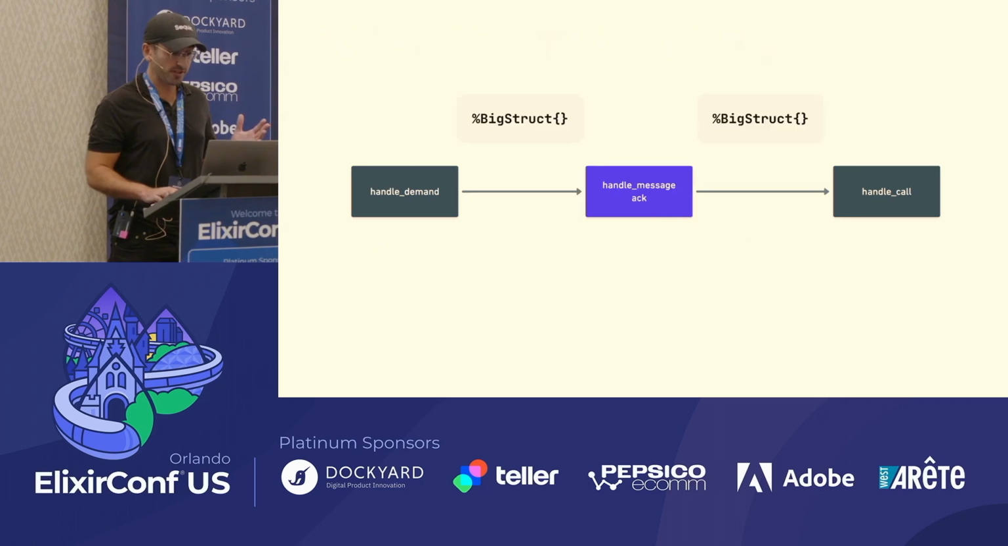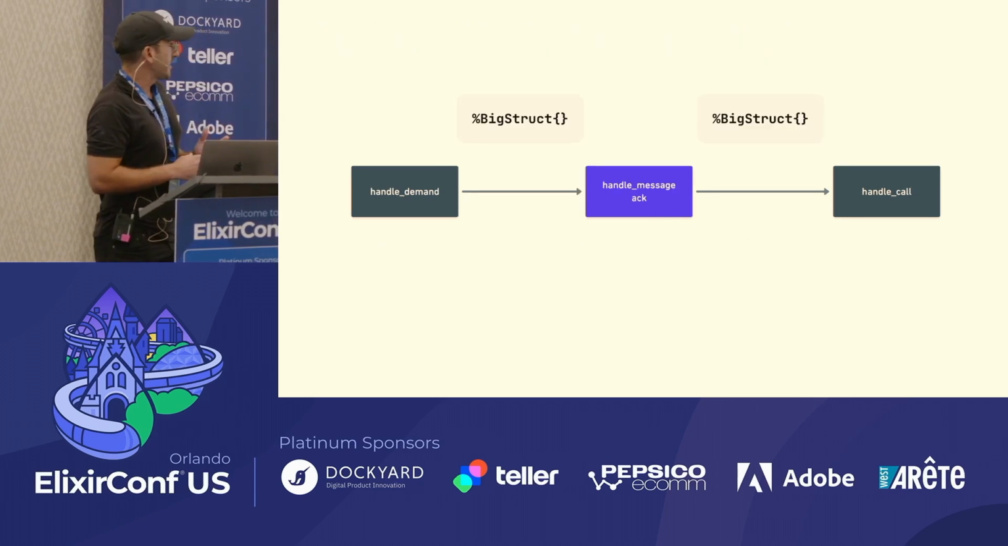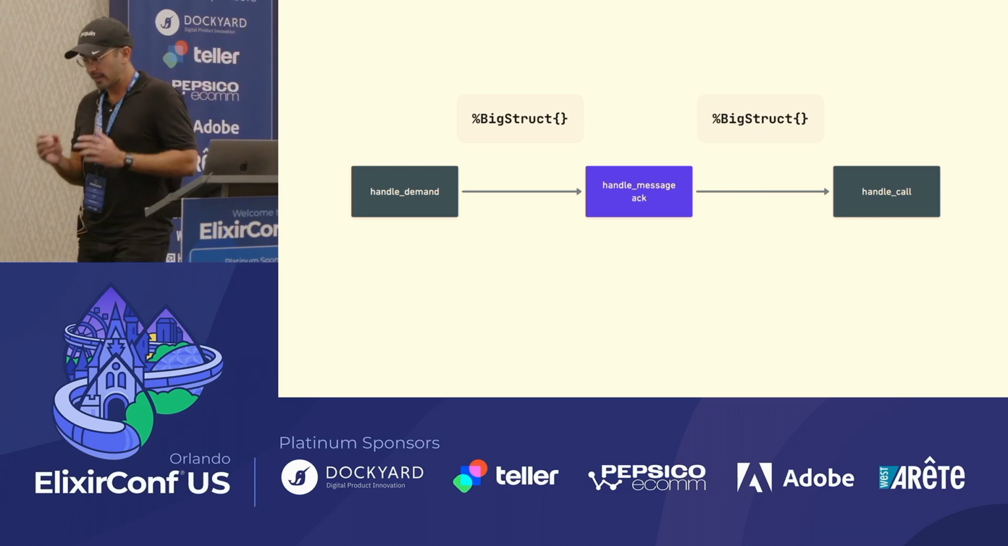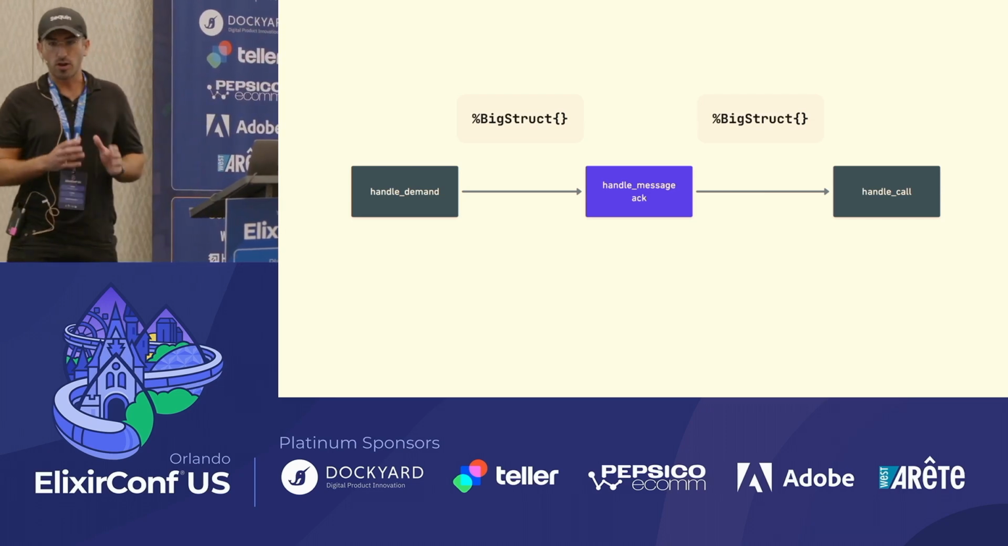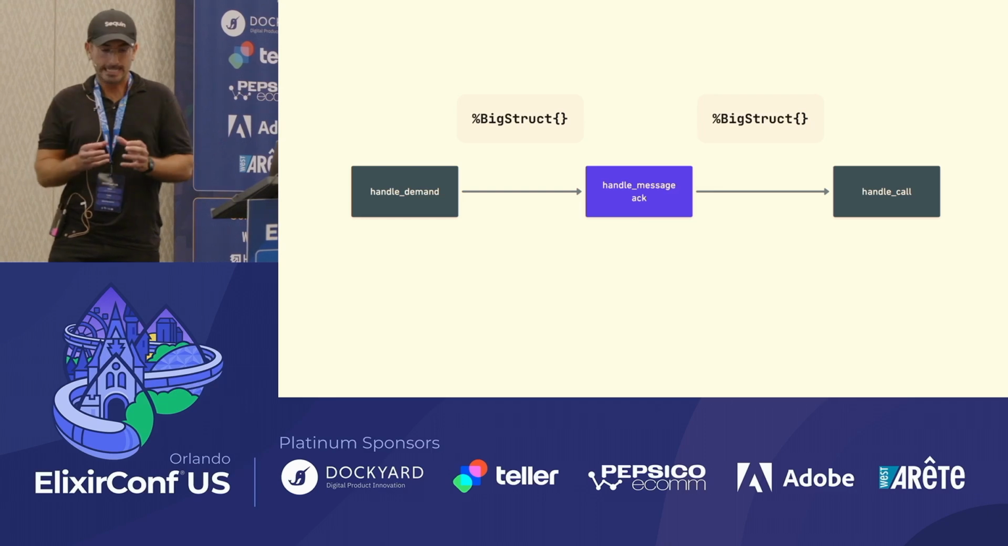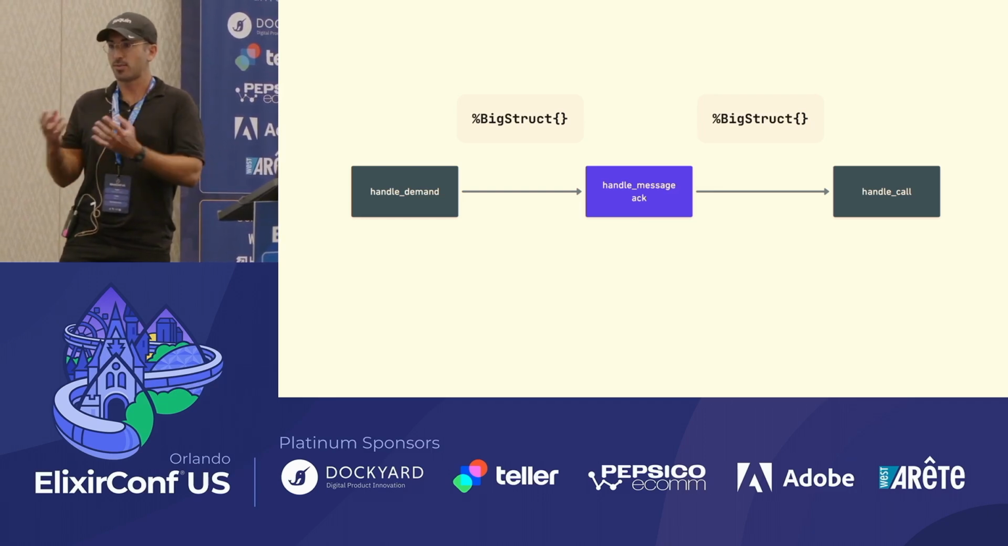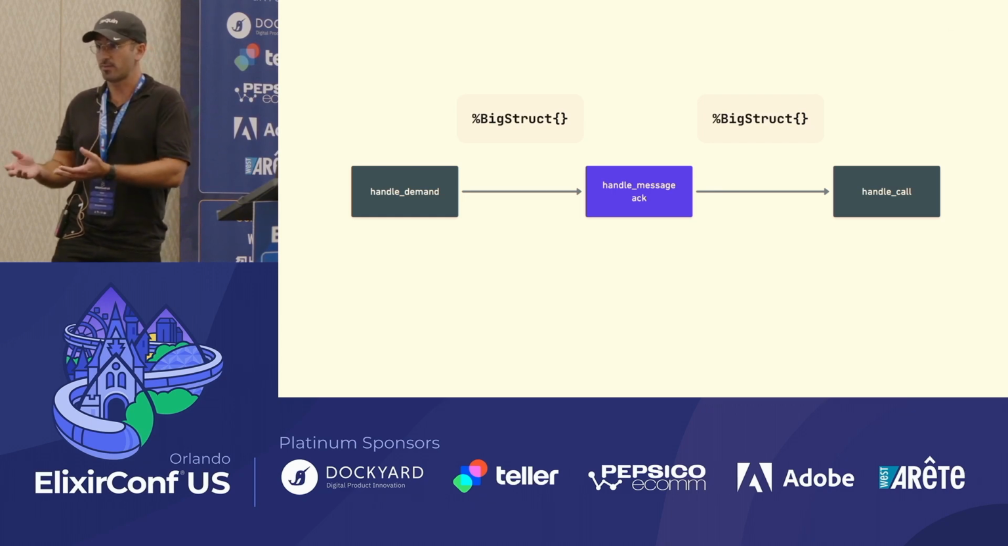But the next one's really fun. And this one will apply whether or not you're using Broadway. So in Elixir, when you send a message from one process to another, all the contents of that message are effectively copied into the process memory of the receiving process, right? Because every process has its own heap.